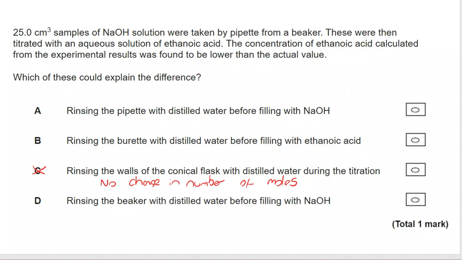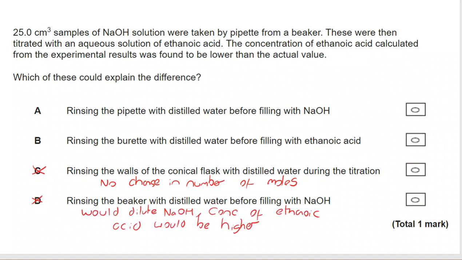If we take a look at D, rinsing the beaker with distilled water before filling with NaOH. Well, if I did that, what I'm actually doing is diluting the NaOH. That would give the impression of the concentration of ethanoic acid being higher. Same situation would happen if I rinsed the pipette with distilled water before filling with NaOH. And as a handy tip here, one thing that you could spot is A and D both involve the dilution of the NaOH. Now that means that one of them can't be right if the other isn't right. So we can disregard in that way as well.